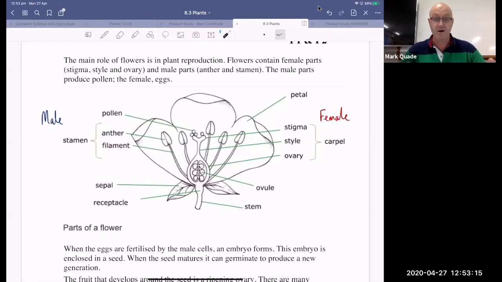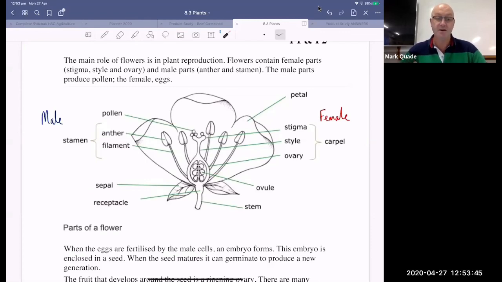So I'm going to go over this again. We have the male part, which is called the stamen, and we have the female part, which is called the carpel. The stamen is made up of the anther and the filament. The anther sits on top of the filament, and it produces the pollen. Now, the female carpel is made up of the sticky stigma, the style, and then the ovary, and the ovule sits inside the ovary.